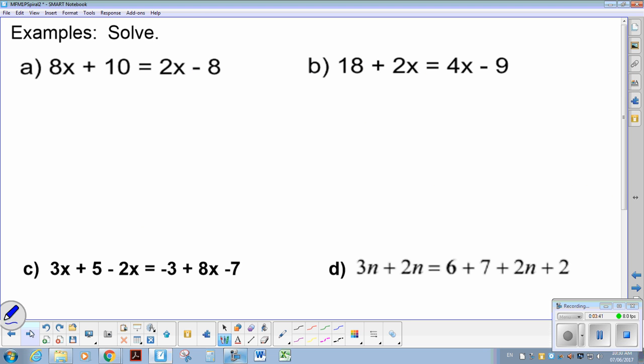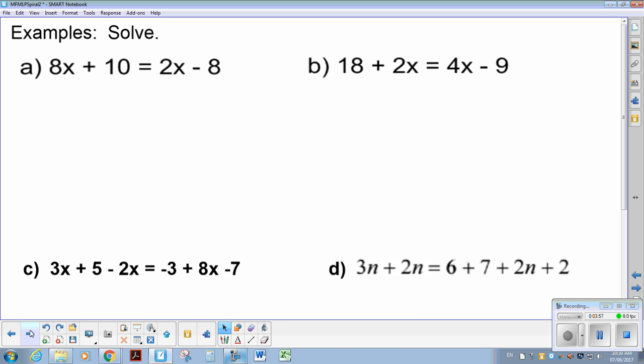So let's try a couple of examples here. I've got 4 examples to go through, and they get progressively more difficult. All right? First is to get the variables to the same side. So think again of the teeter-totter. So for A, 8x plus 10 equals 2x minus 8.